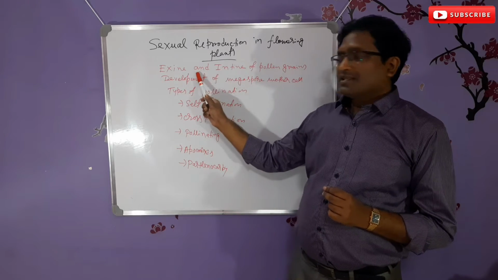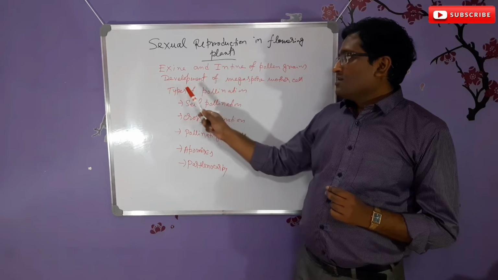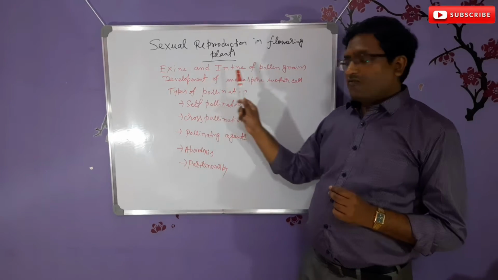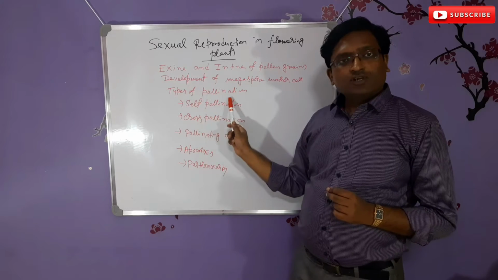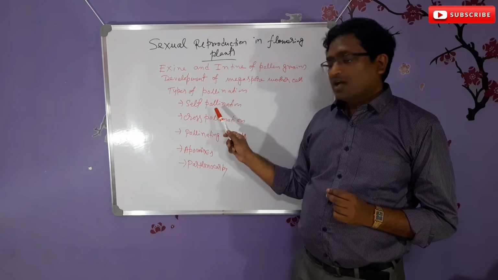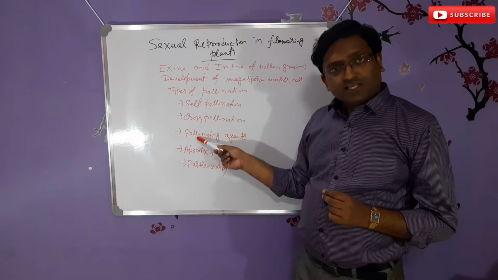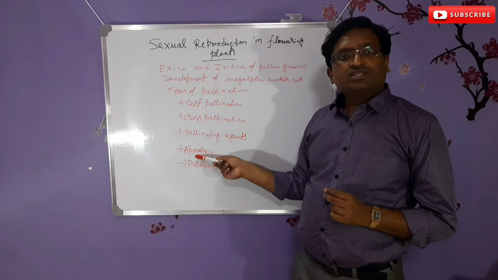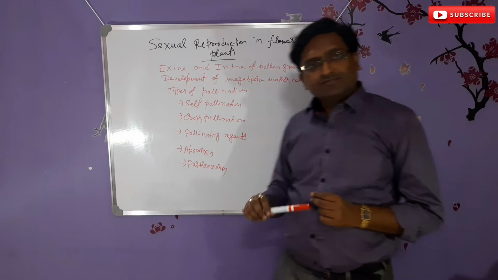The topics are exine and intine of pollen grains, development of megaspore mother cell, types of pollination, that is self-pollination and cross-pollination, pollinating agents, apomixis, and ultimately parthenocarpy.